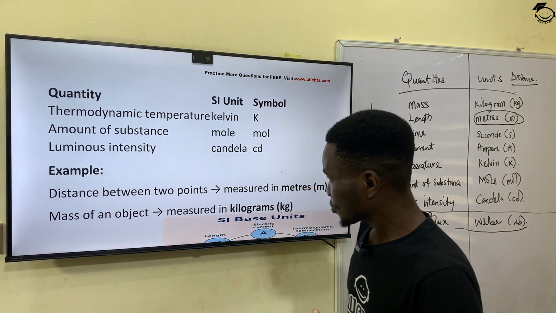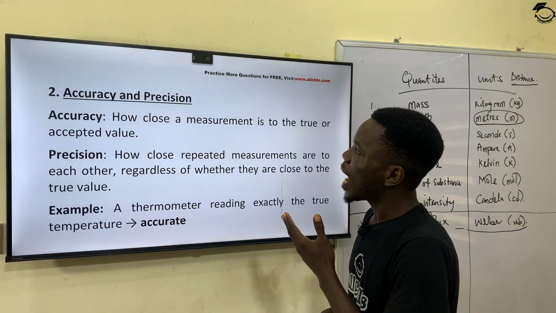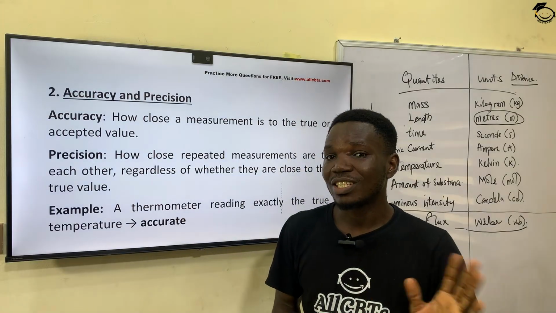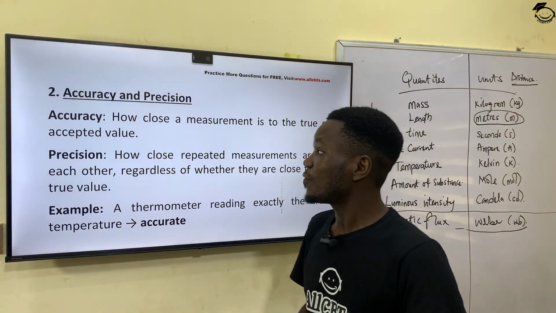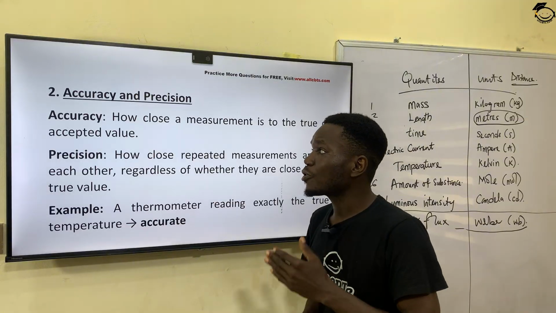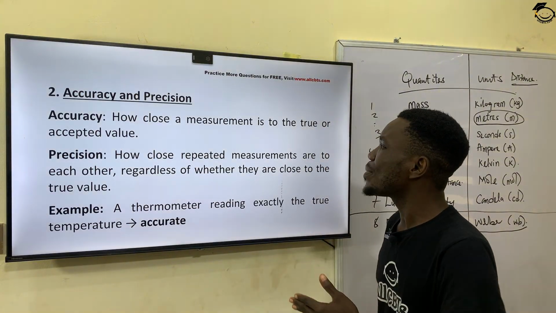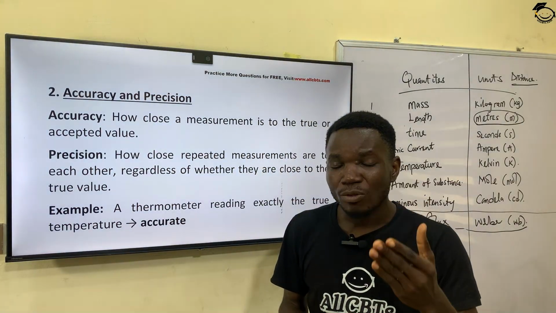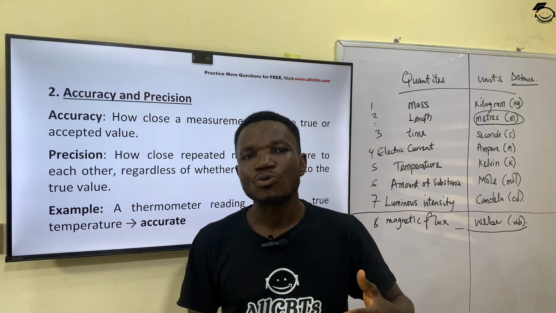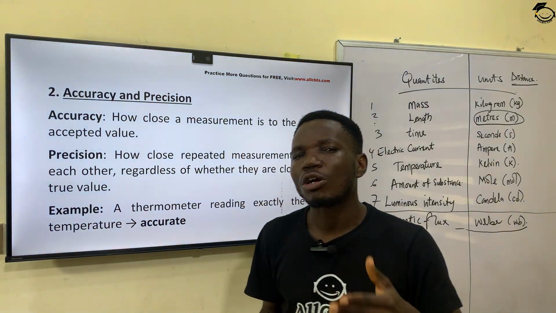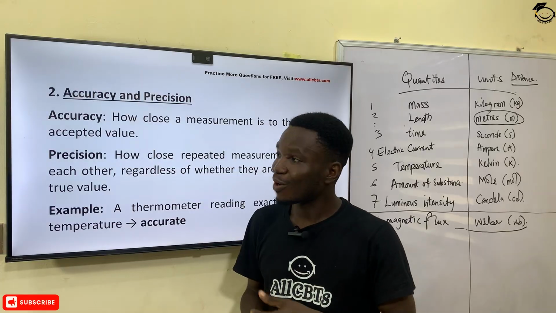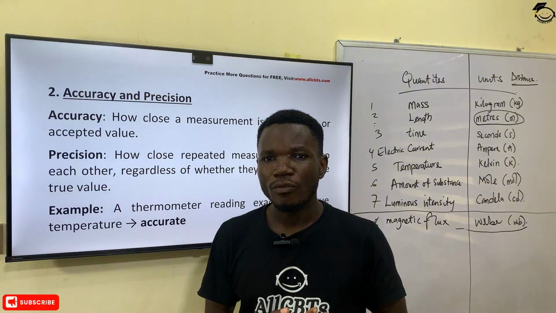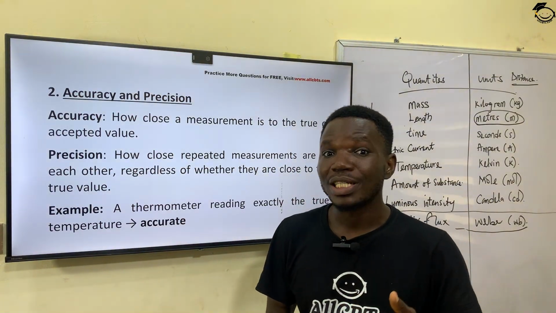Moving on from there, we have accuracy and precision. These two are not the same, because they are quite different in physics. Looking at this, what is accuracy? Accuracy is talking about how close a measurement is to the true or accepted value. So a particular reading or value can be accurate, but it might not be precise.